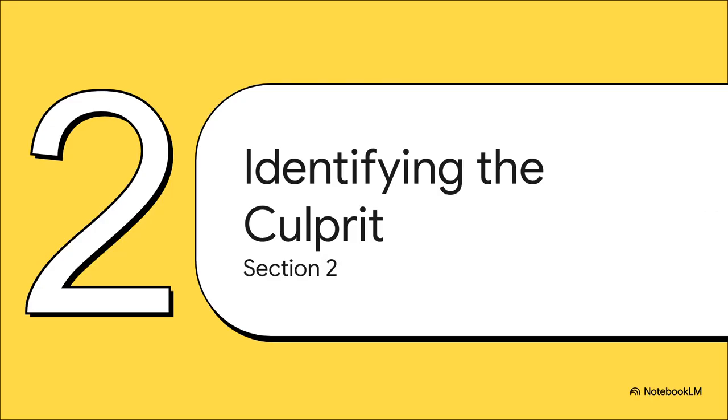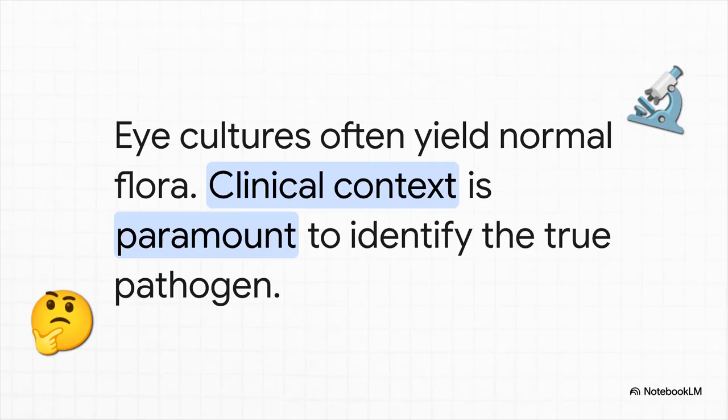All right, Section 2, identifying the microbial culprit. So, you suspect an orbital infection. The next logical step is to figure out what organism is causing all the trouble. Sounds easy, right? Well, it's a lot harder than you'd think. And here's the big diagnostic headache.